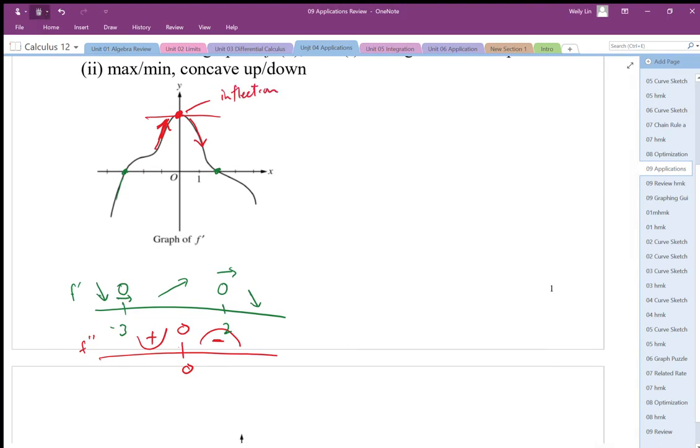And those green zeros represent max and min. So this is a min. This happens to be a max. As we go through that way, we get minimums. We go through it, going from left to right down, we get a maximum.